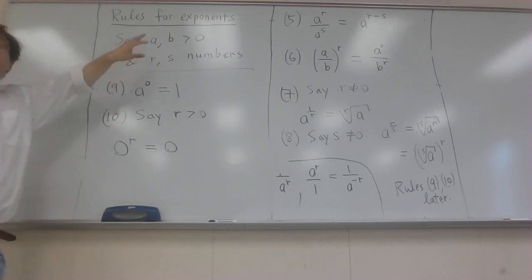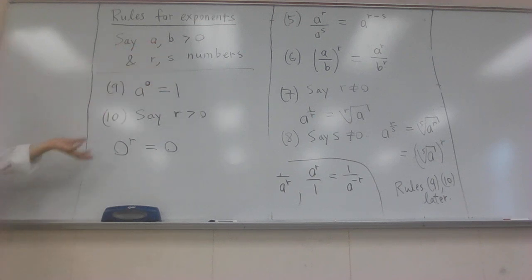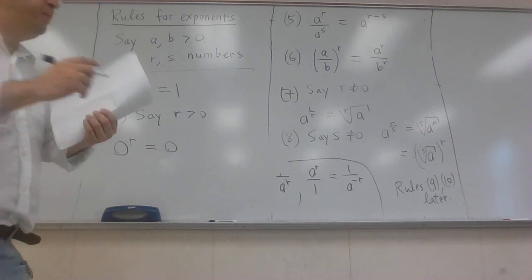Anything non-zero to the power of 0 is 1, and 0 to the power of anything strictly positive is 0. That's rules 9 and 10. They're basically rules about 0 and 1. Okay, let's look at an example.